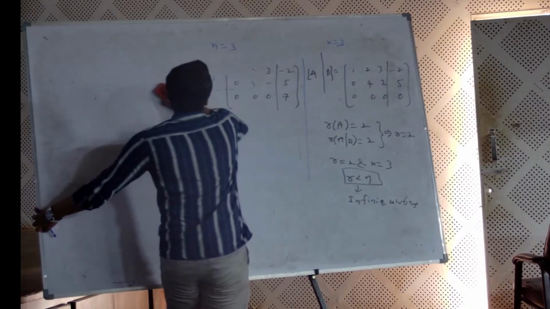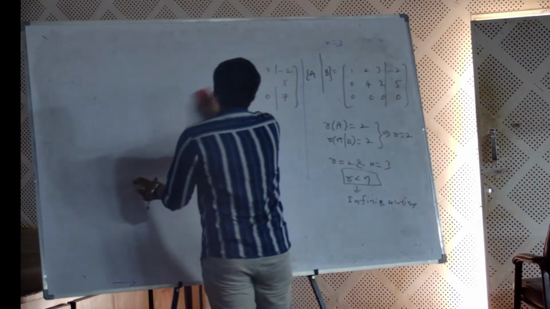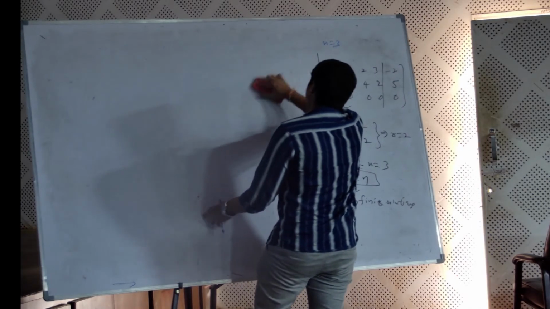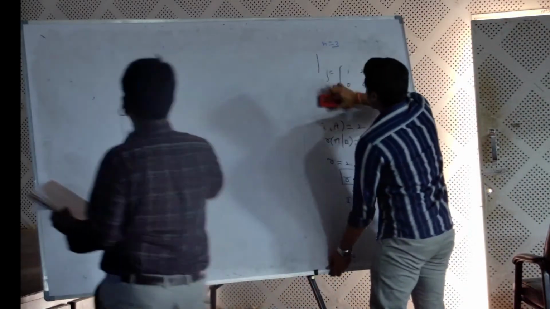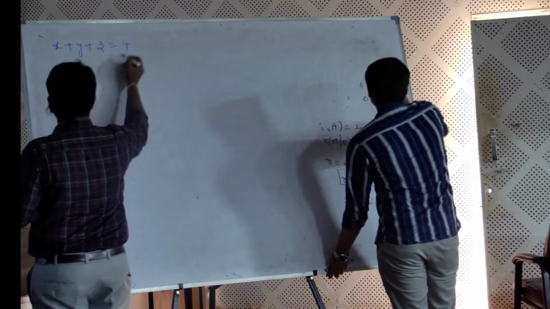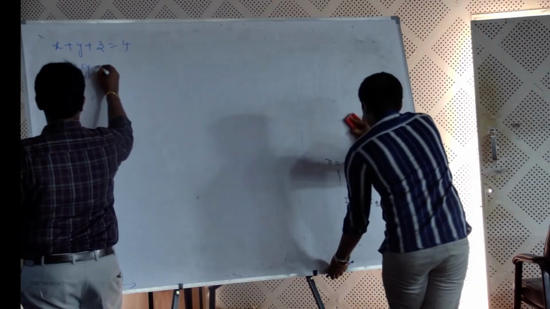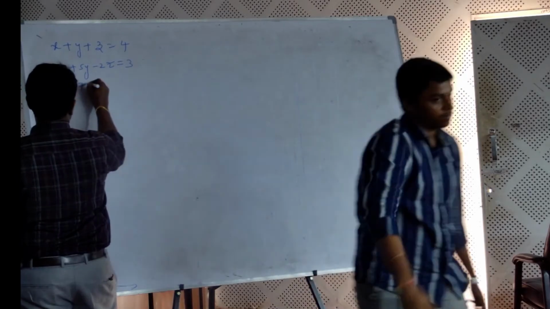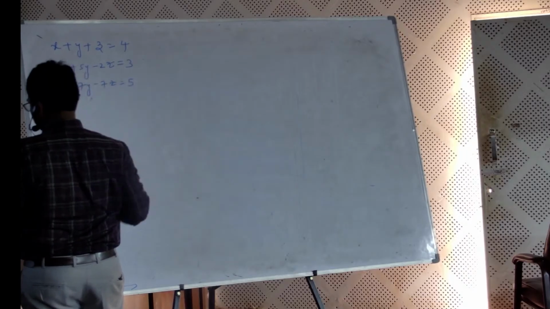Fine. The first problem is what you have written. Test the consistency of the system: x plus y plus z equal to 4; 2x plus 5y minus 2z equal to 3; x plus 7y minus 7z equal to 5.